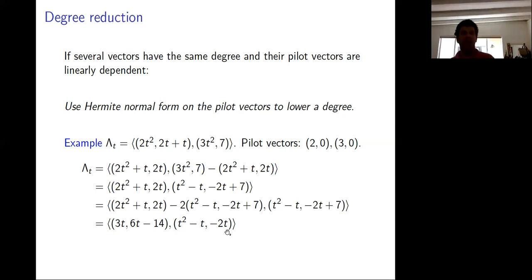Now, of course, when I've done that, I totally changed the pilot vector of the first one. So we have to do this first, basically. We've got to get rid of linear dependence. But you know you're only going to do this a fixed number of times, because we start with vectors of some degrees, and each time we do this, we lower at least one of the degrees.